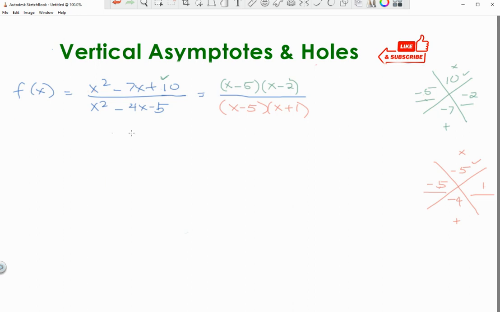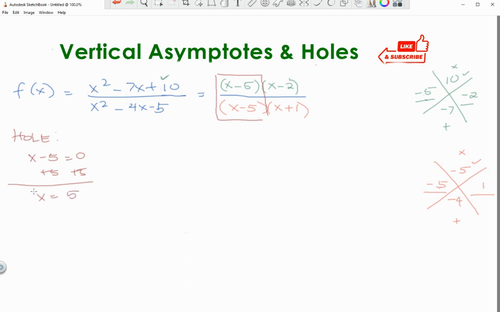Okay. So now we're ready to determine the hole location. All right. So the hole again is the common factor. Here you have that x minus 5. So we're gonna set that one to 0. x minus 5 equals 0, plus 5 plus 5. So therefore your x location is at x equals 5.